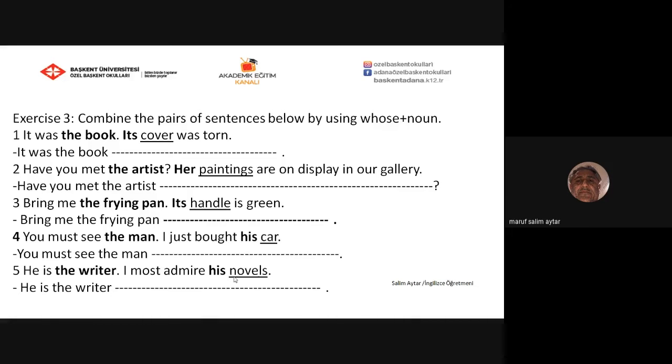Combine the pairs of sentences below by using whose plus noun. Come on. It was the book. Which book was it? Have you met the artist? Which artist are you talking about? Bring me the frying pan. Which frying pan do you want me to bring to you? You must see the man. Which man must I see? He is the writer. Which writer is he?